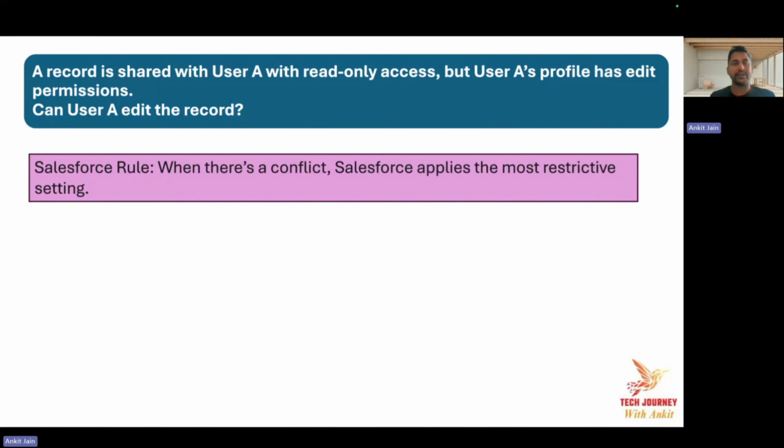So whenever we do have the intersection in between the record level security and the object level security, or whenever we do have the conflict between the record level security and the object level security, the Salesforce rule says that always go for the most restrictive setting. Do remember this rule, because in any security based question, even though that is scenario based, always try to apply this rule that the most restrictive settings always win.